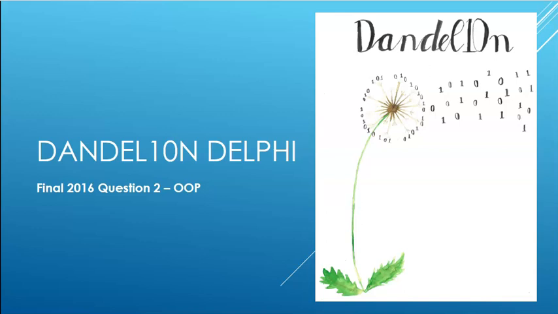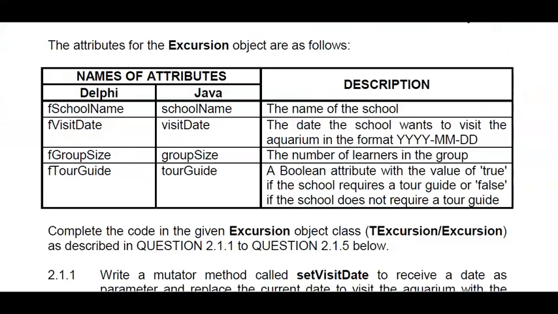Today we're going to look at an OOP question. Before 2018, so 2017 backwards, the OOP question was in question 2. So therefore we're looking at 2016 question 2. We're starting with question 2.1, where we have to complete the class.